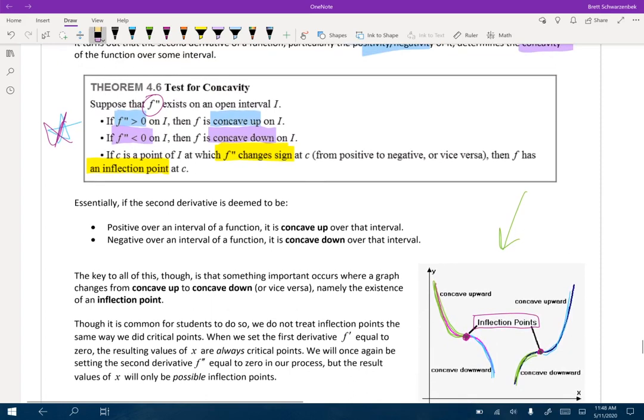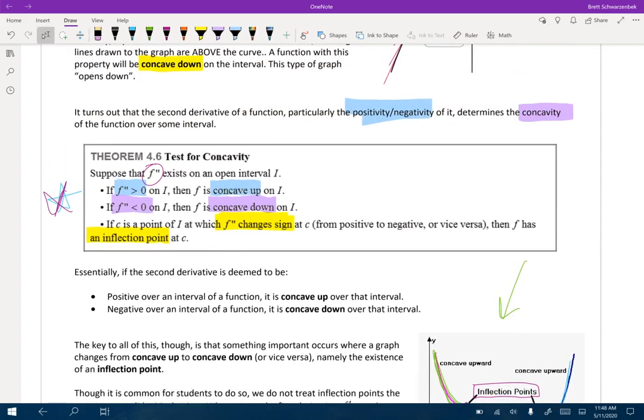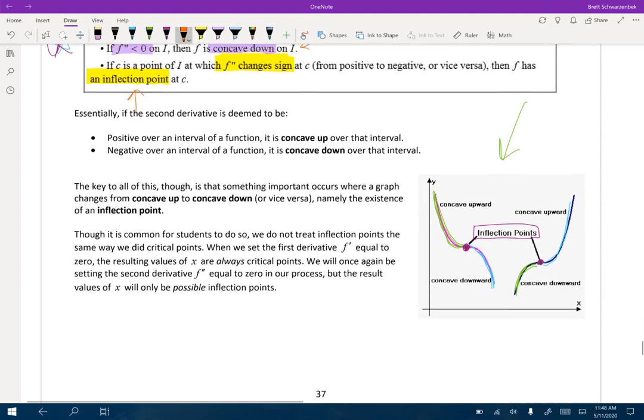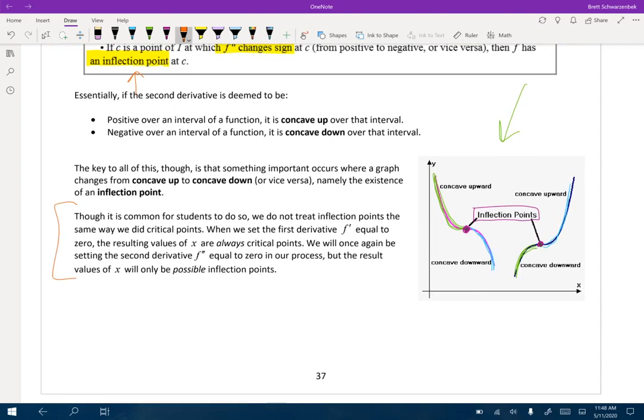Now, why do we need to do that? Because it's the same thing as previously. When we found critical points, we had to analyze the positivity and negativity around them. So now we set the second derivative equal to 0 and analyze the positivity and negativity around those points in order to determine concavity and whether it's an inflection point or not. That is going to be the key value. That is summarized here for you.